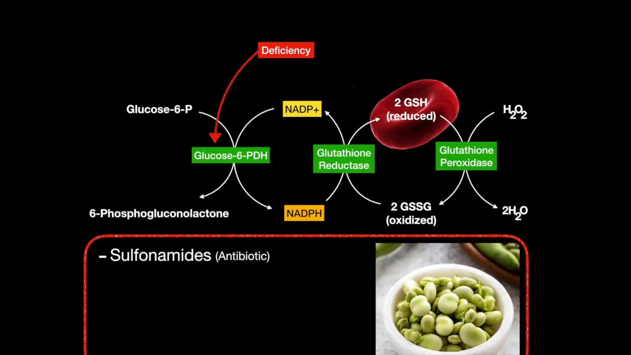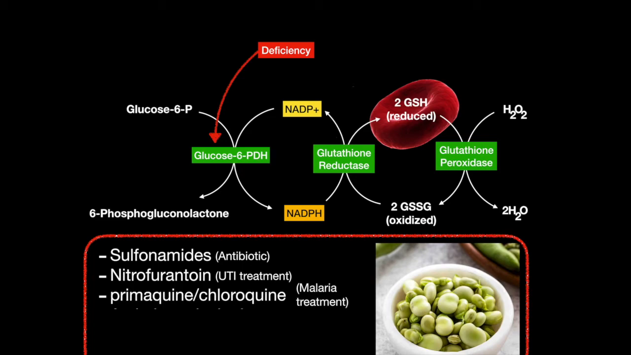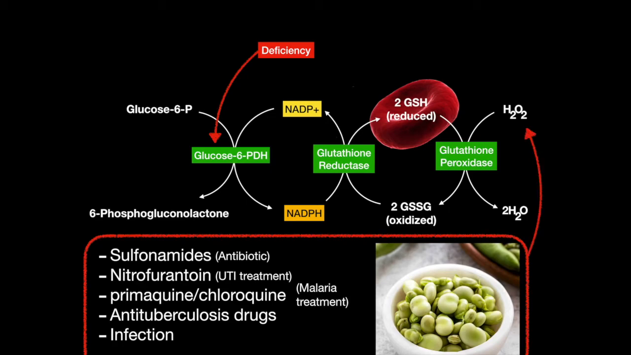Fava beans, sulfonamides, nitrofurantoin, primaquine, chloroquine, anti-tuberculosis drugs, and even just having an infection can all increase free radicals in the body. Patients with a deficiency of glucose-6-phosphate dehydrogenase are thus more prone to hemolytic anemia from any one of these.